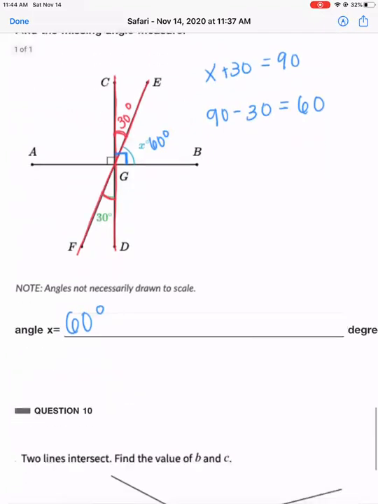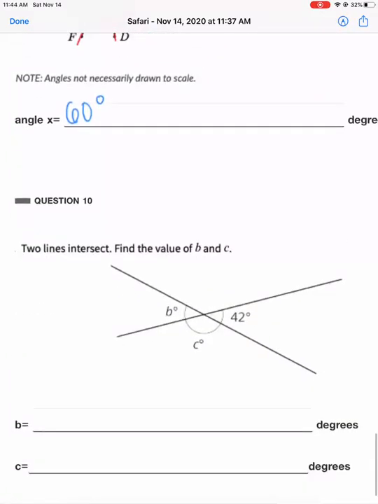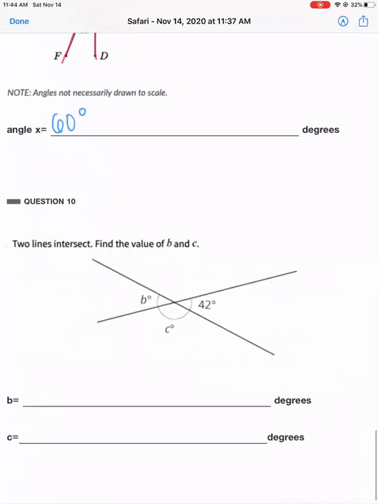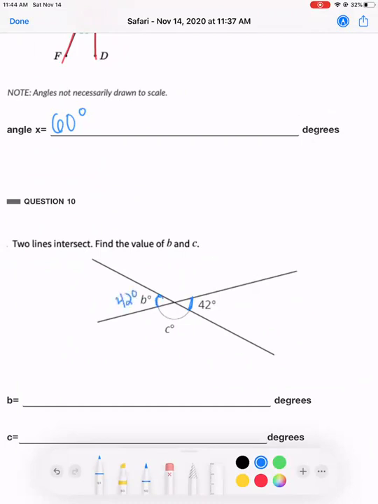Okay, and our last one. Two lines intersect. Find the value of B and C. So we know that when two lines intersect, their opposite angles are congruent. They're vertical angles. So I see this 42-degree angle here is opposite of angle B. So angle B also has to be 42 degrees.